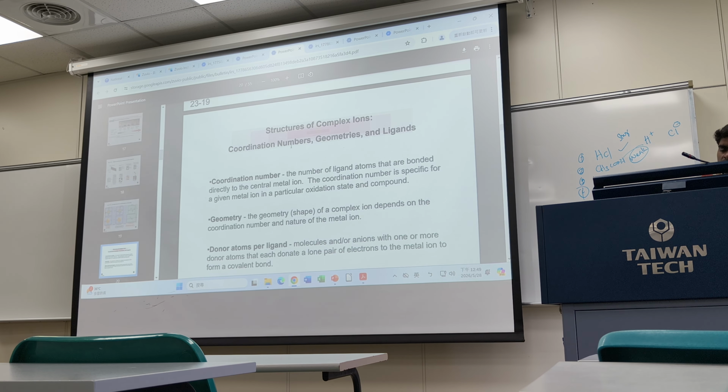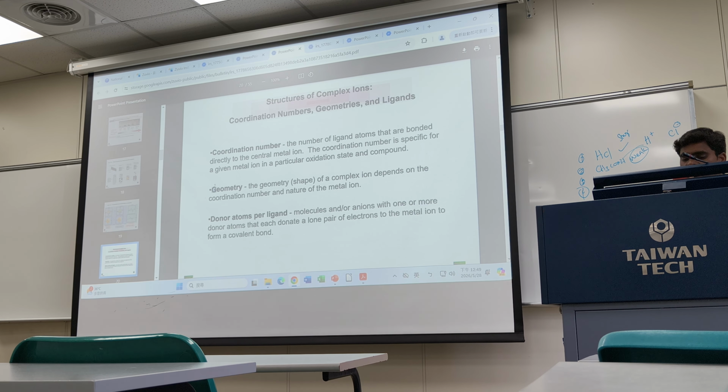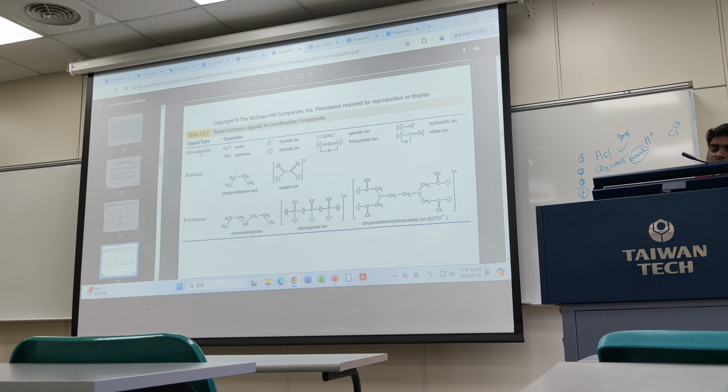Structure for the complex ions, including the coordination number, geometry, and ligands. What is a coordination number? What is a ligand? What is geometry? Like this. So for the coordination number you have to remember 2, 4, 4, 6, like linear, square, tetrahedral, octahedral. And the ligand should be linked to monodentate and bidentate.